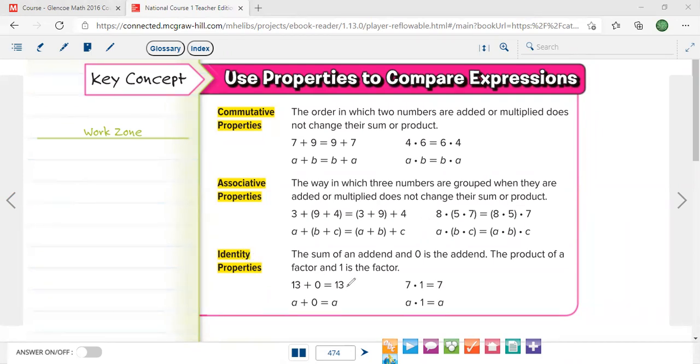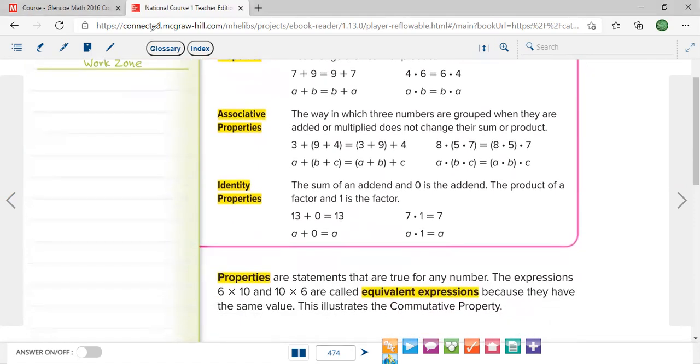Identity property for addition: if we add a number to 0, the number stays the same. In multiplication, if we multiply a number by 1, the number stays the same. It means the sum of an addend and 0, addend means a number that we want to add, is the addend, the same number. The product of a factor and 1 is the factor, it is the same number. Now it is your turn to remember these properties very well so that when you see one of them, you can recognize it.